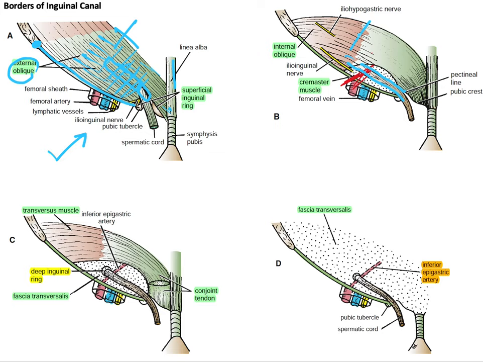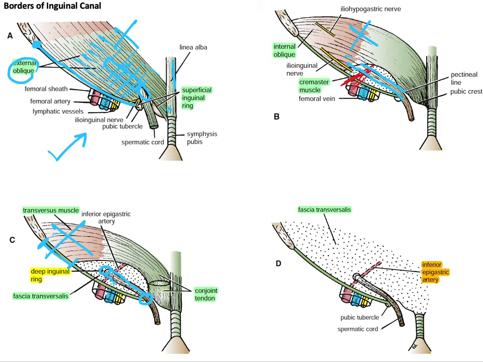Okay, let us remove the internal oblique and look deep to it. We have the third layer of muscle, which is the transversus abdominis muscle. We mentioned that the origin of transversus abdominis is from the lateral one-third of the inguinal ligament. Yes, but it has nothing to cover, so it doesn't cover the inguinal canal. So this is the superficial inguinal ring, deep inguinal ring, inguinal canal. It's not covered by transversus abdominis muscle.